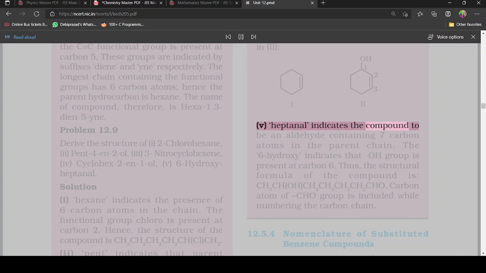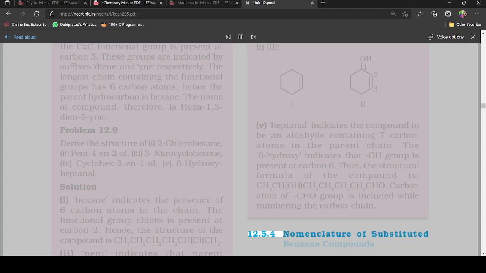5. Heptanal indicates the compound to be an aldehyde containing 7 carbon atoms in the parent chain. The 6-hydroxy indicates that an OH group is present at carbon 6. Thus, the structural formula of the compound is CH3CH(OH)CH2CH2CH2CH2CHO. The carbon atom of the CHO group is included while numbering the carbon chain.